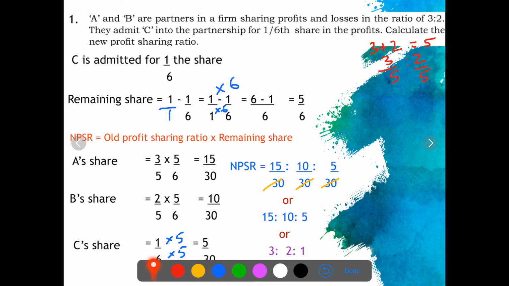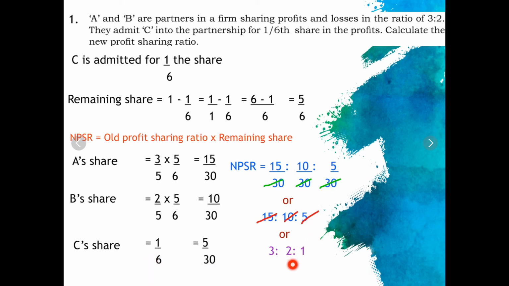The ratio is 15 is to 10 is to 5. Now I can still simplify. It is divisible by 5. So I will divide this: 5 3s are 15, 5 2s are 10, 5 1s are 5. So the final ratio that we will get is 3 is to 2 is to 1. So the new profit sharing ratio of A, B and C is 3 is to 2 is to 1.